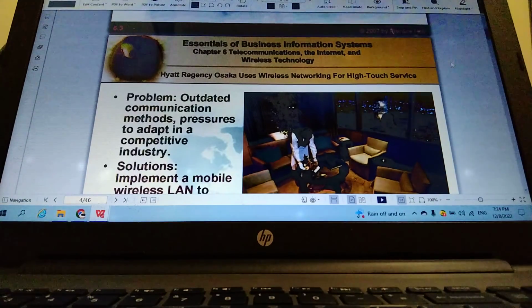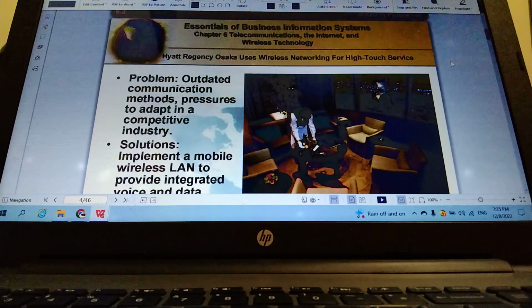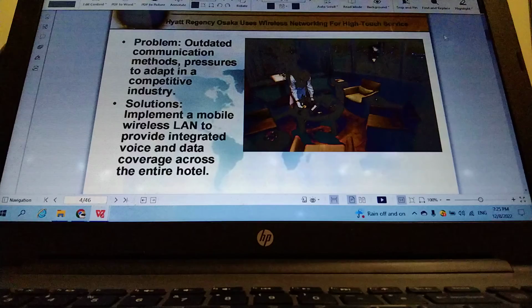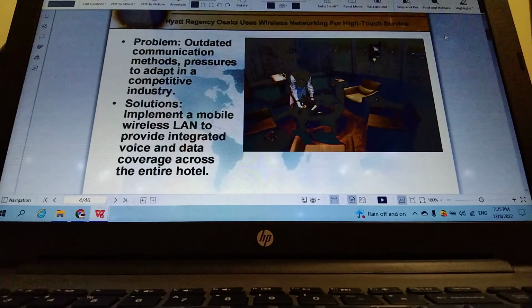Okay, as usual, we have one case study here before we start with the lecture. The case study is all about Hyatt Regency Osaka Hotel. It is a hotel industry, as you all aware, uses wireless networking for high touch service. So nowadays, if you walk into any hotels, most of the hotels or all the good rating or with good stars hotels have invested very much into IT, into MIS.